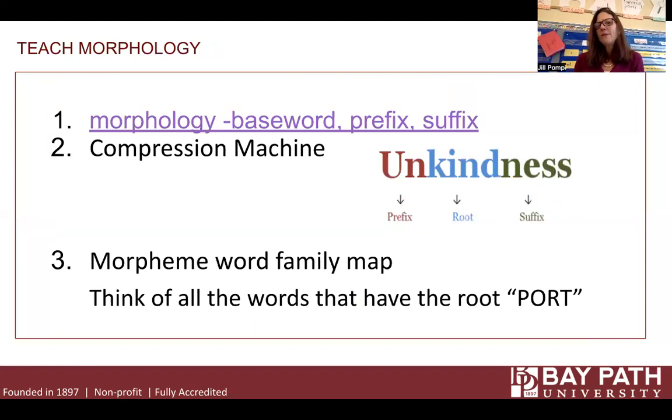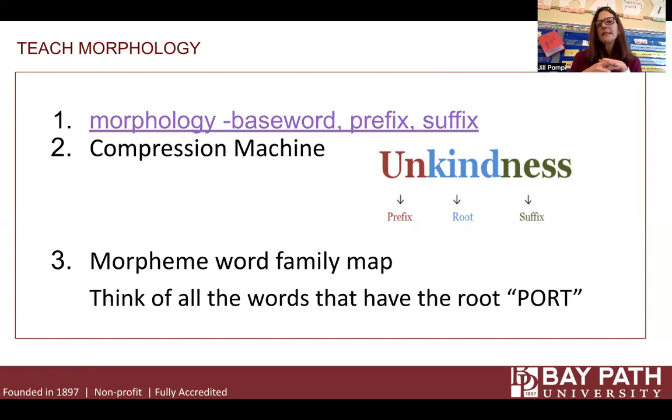Morphology. We haven't talked about morphology. This is probably one of the most efficient ways to teach vocabulary to your students, focusing on base words or root words, prefixes, and suffixes. The reason that it's so efficient, if I teach the prefix UN, meaning not, I can help my students understand that the word unkind means not kind. And if they know that UN means not, they know that untied means not tied. And they know that unhappy means not happy.